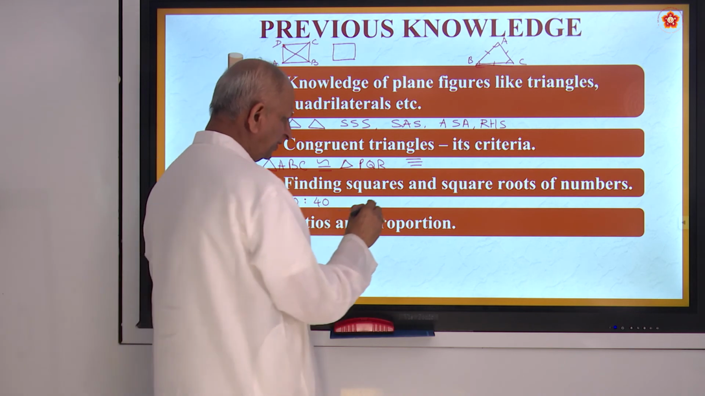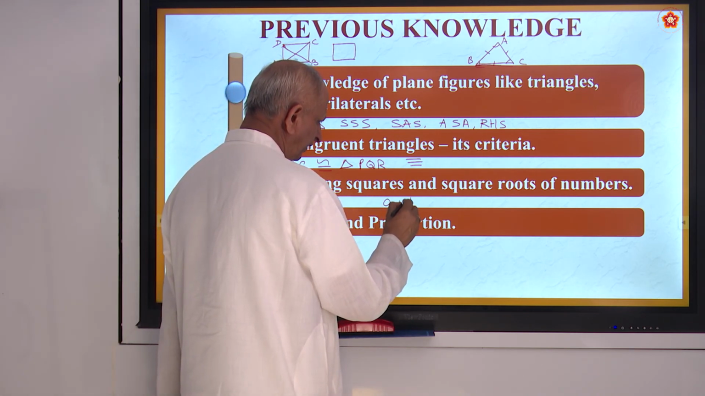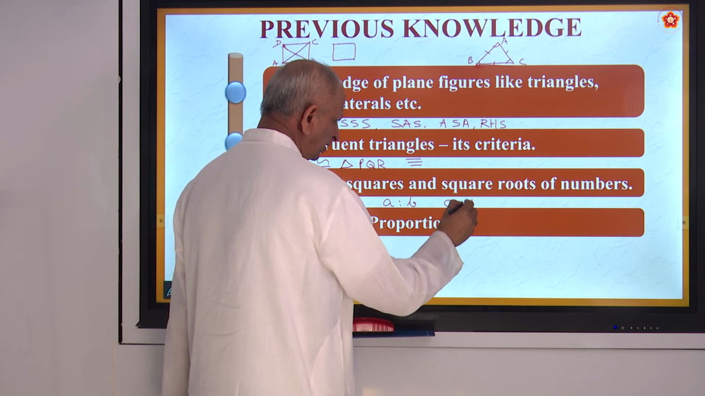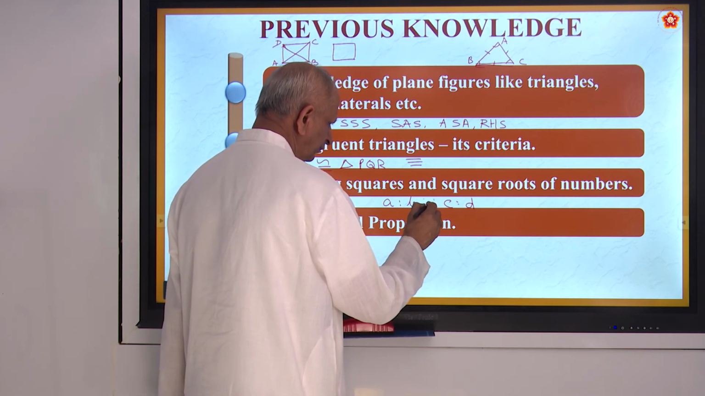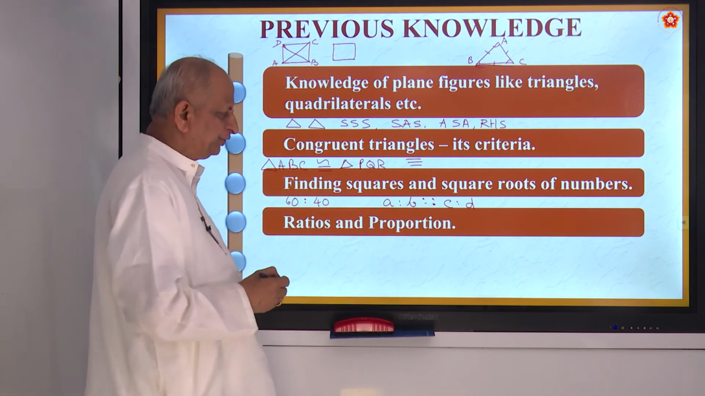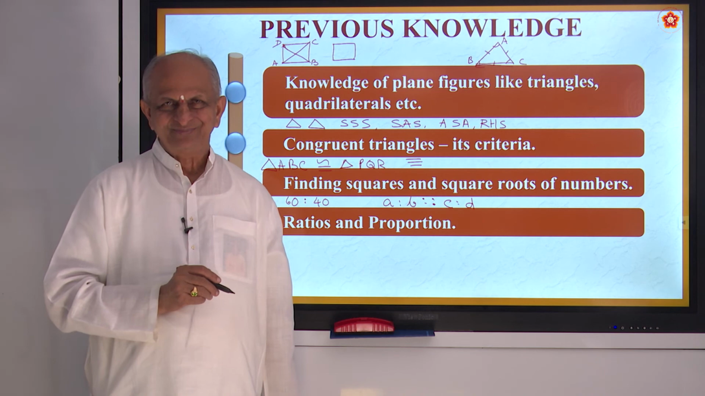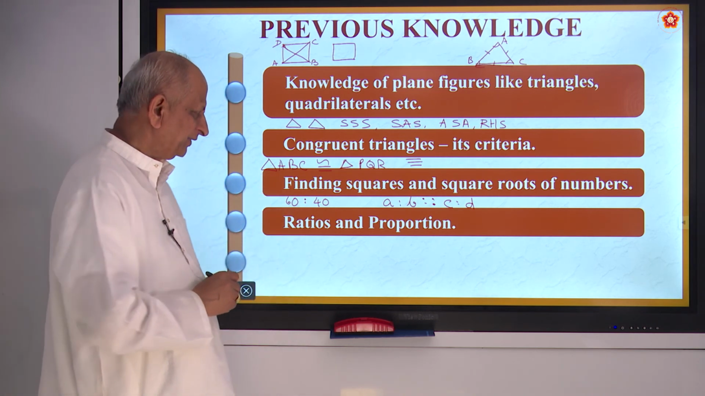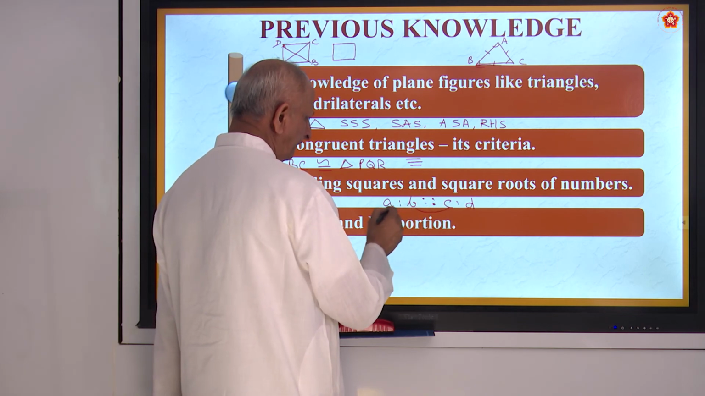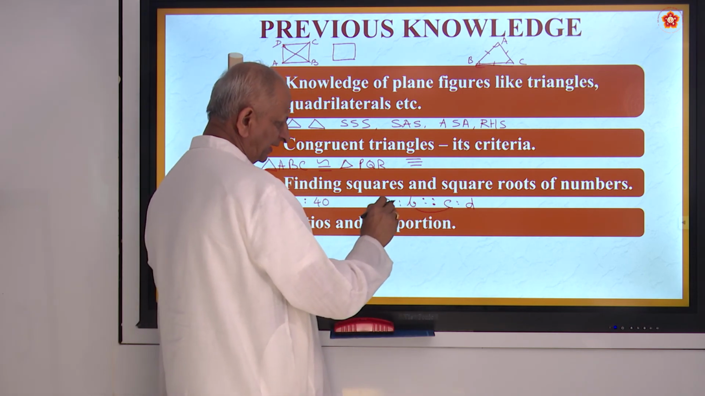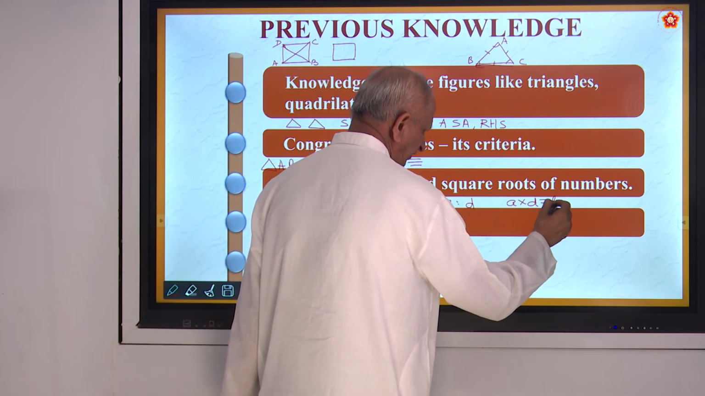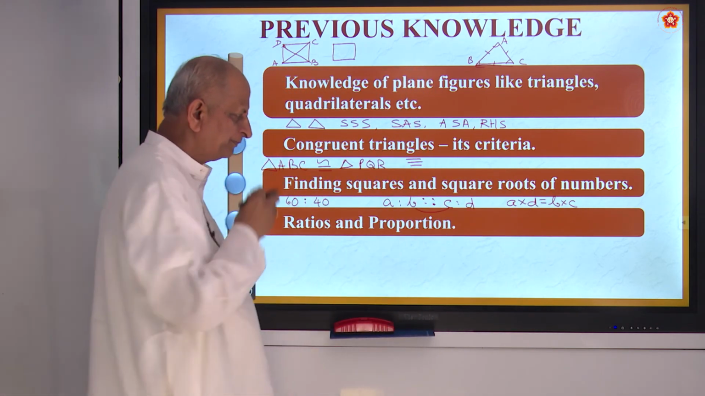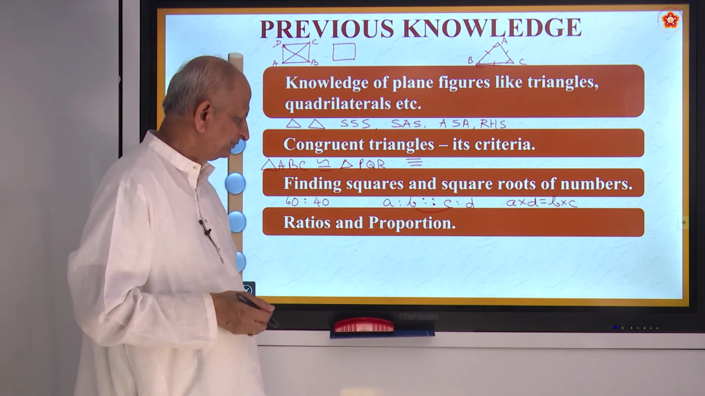Proportion means what? If two ratios, say A is to B, is equal to another ratio C is to D, we use this symbol. So when our two ratios are equal, they are said to be in proportion. And what is the condition? Product of means is equal to product of extremes. So A into D is equal to B into C. That is the condition of proportion. That also you have studied in class 8.